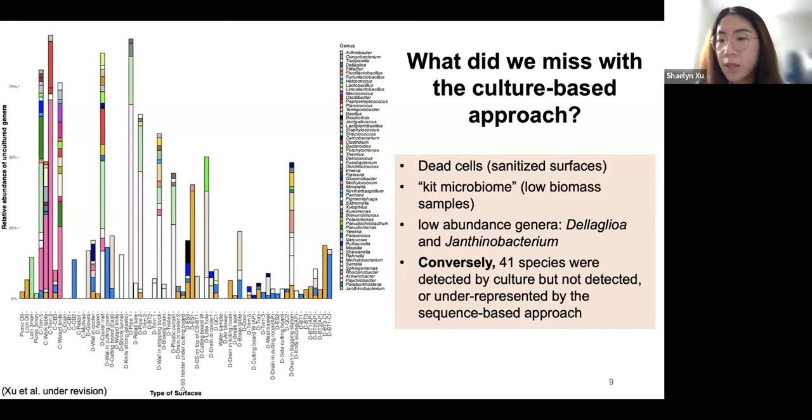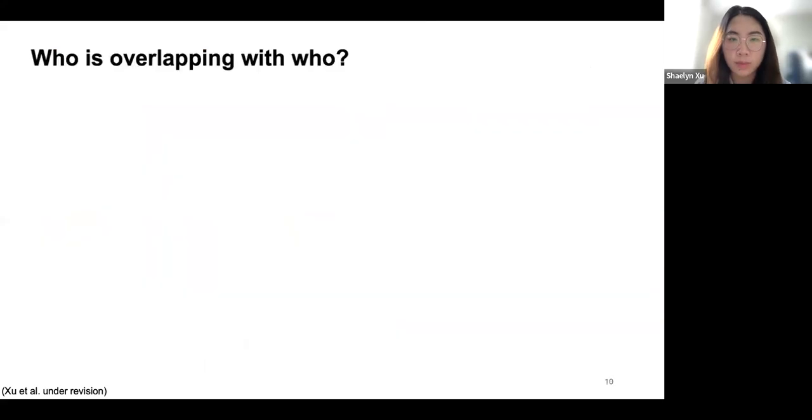There are a few genera present in low abundance. For example, Delftia and Xanthomonas were consistently identified by the culture-independent approach, but missing in the culture-based approach. What I want to highlight here is that conversely, there were 41 species only detected by the culture-based approach, but either not detected or underrepresented by the sequence-based approach.